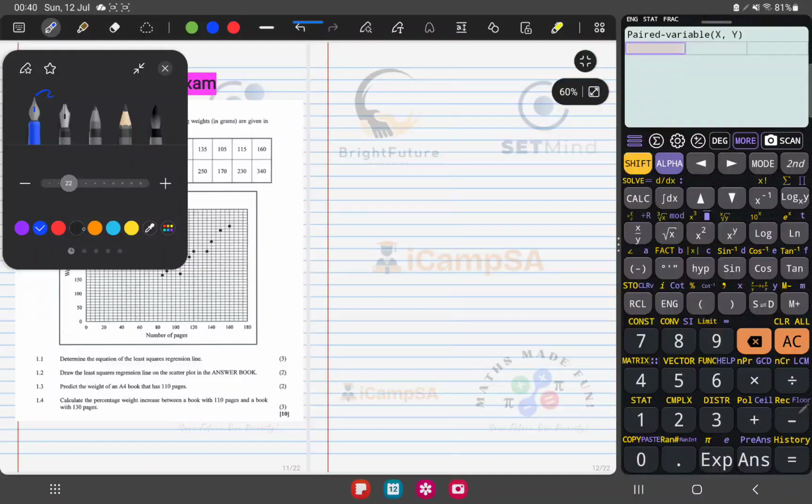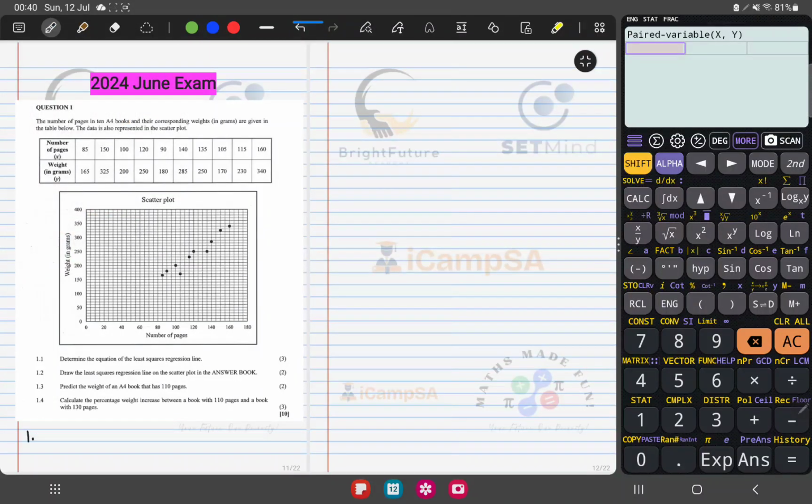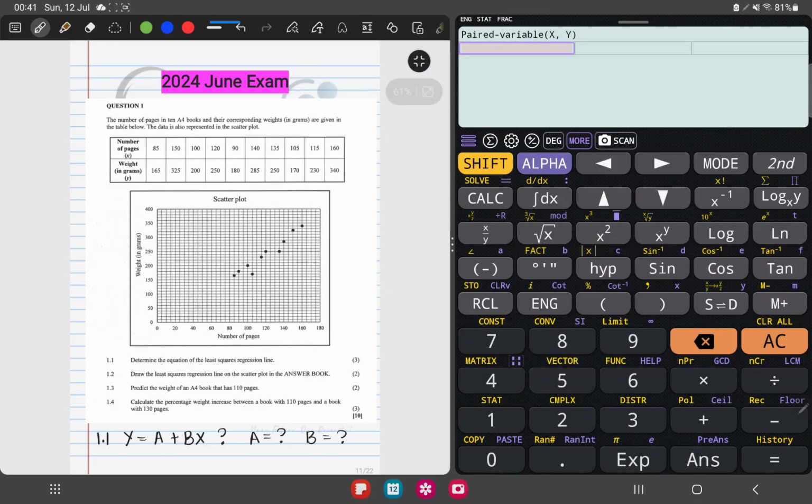If you look carefully, split this for 1.1. What we want to figure out is what is A plus BX equal to. In order for us to figure this out, we need to figure out what is A and what is B. For us to do this, you are going to use your calculator, as I'm going to do. So let's have a look. We have X and Y.